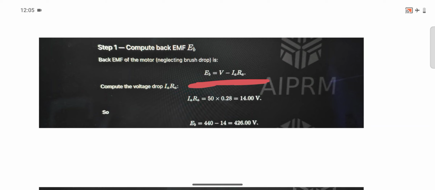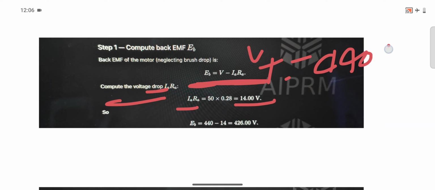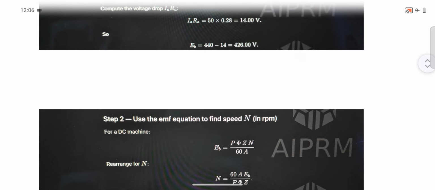Now, to calculate the back EMF, terminal voltage is given. So we have to calculate the voltage drop across the armature resistance, that is IaRa. Ia is given, Ra is given. So simply we can calculate the voltage drop across armature resistance, which is equal to 14 volt. And terminal voltage is given as 440 volt. So we can simply calculate the back EMF, which is equal to 426 volt.